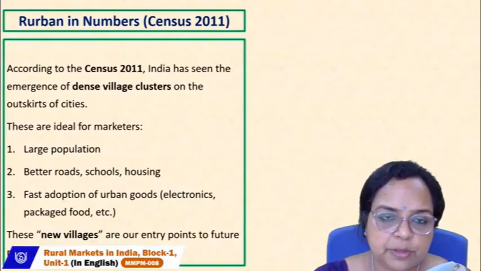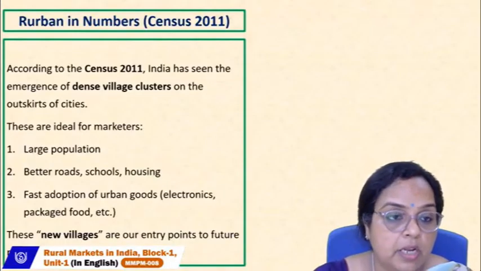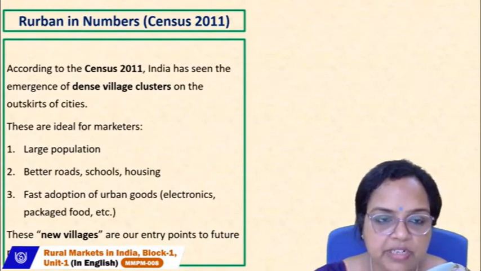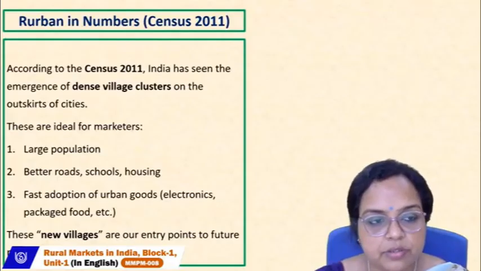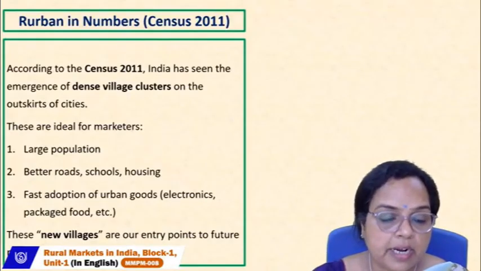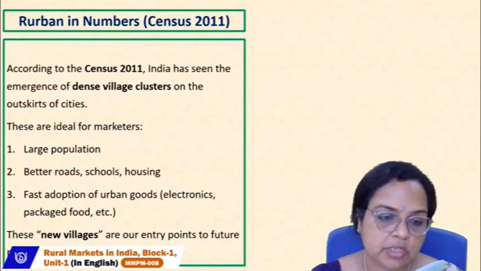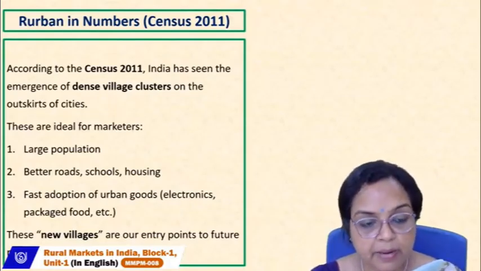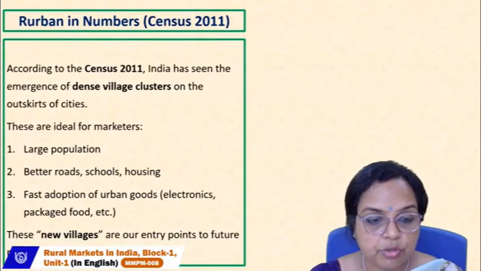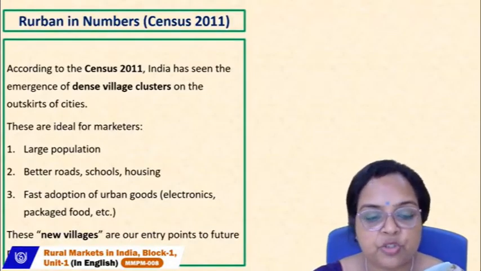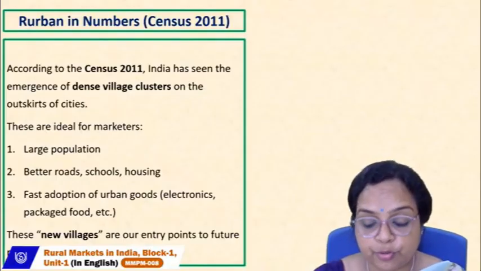Rurban in numbers, as per the census data of 2011. As per Census 2011, India has seen the emergence of dense village structures or clusters on the outskirts of cities. These are ideal for marketers due to large population, better infrastructure, logistics, roads, schools, and housing type. Fast adaptation to urban goods like electronics, packaged foods, etc. These new villages are our entry points to the future of the rural market.